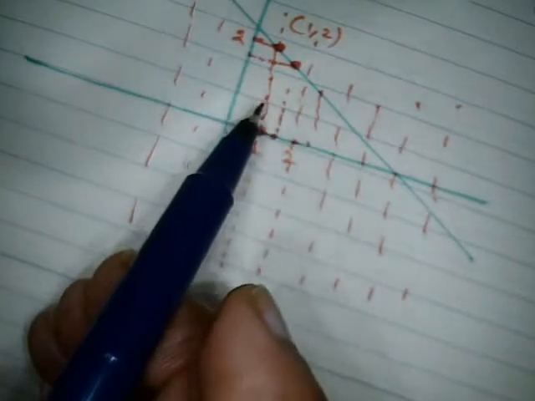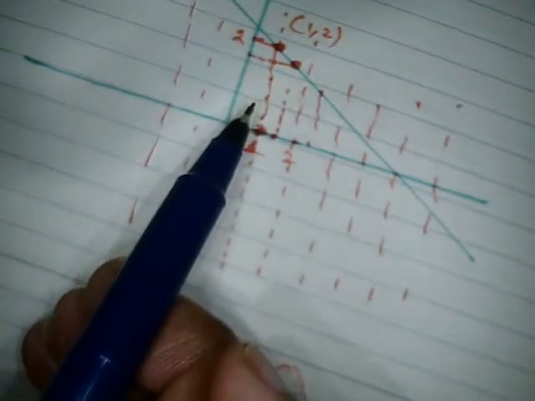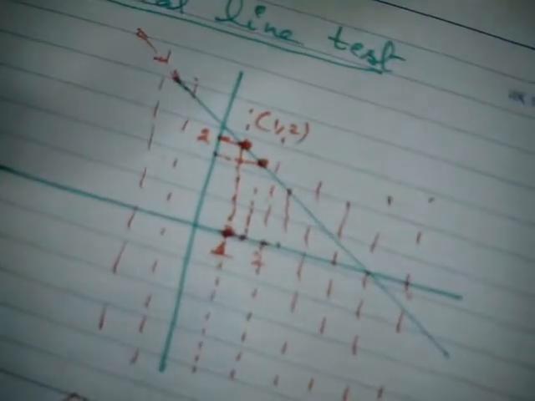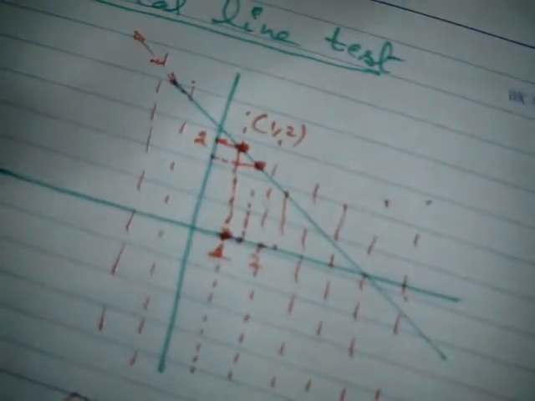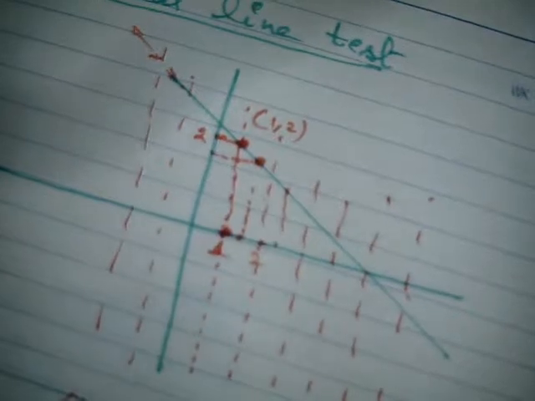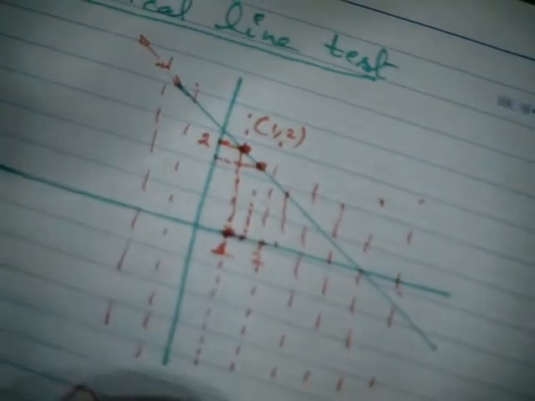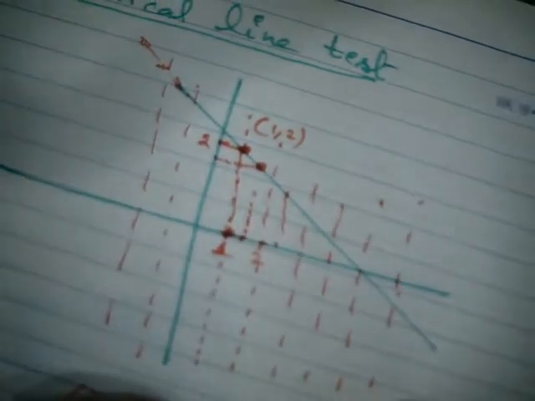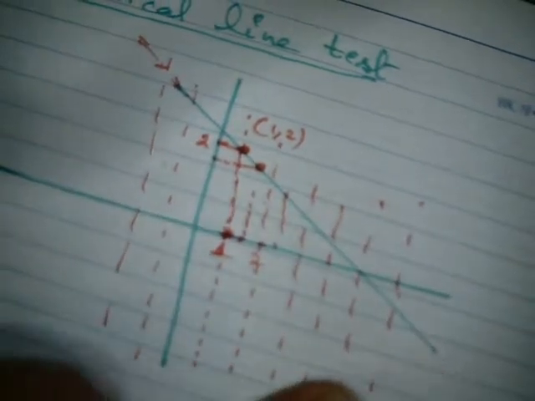Otherwise, instead of applying the vertical line test, you can directly say that because this is a straight line, and a straight line is the graph of a linear function, and a linear function is always a function, because on every x it returns one corresponding y value.